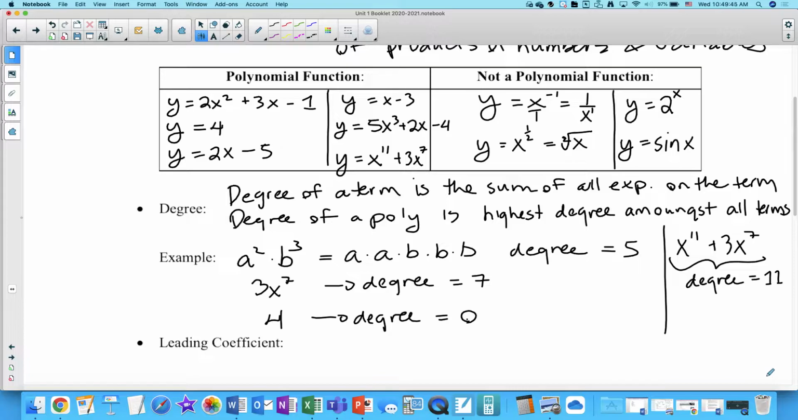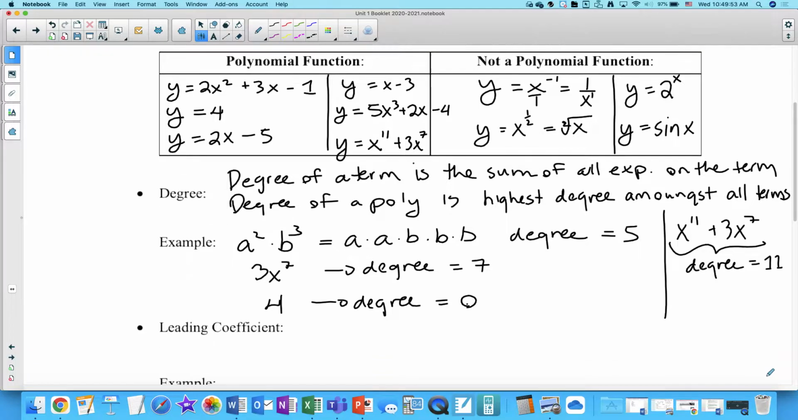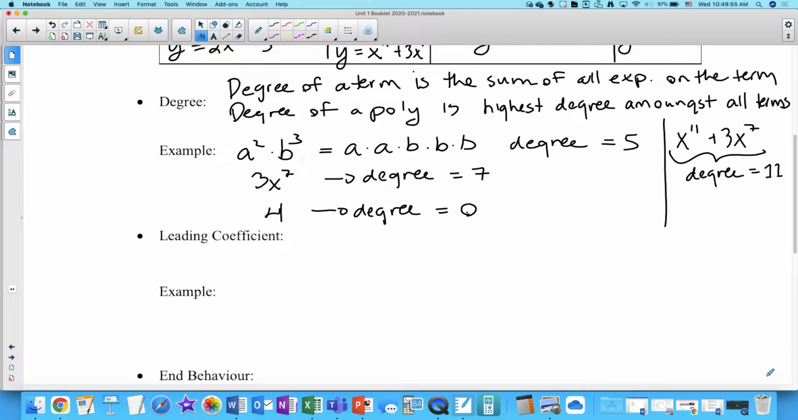Do you guys remember what those are called? Starts with a C as well. Constant. Yes, exactly. Okay? So, leading coefficient. The leading coefficient of a polynomial is the coefficient of the term with the highest degree.